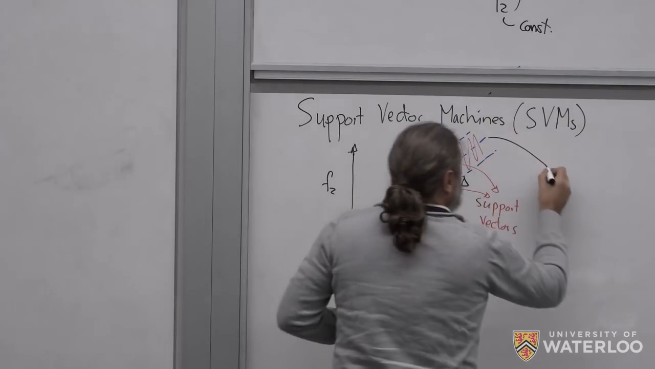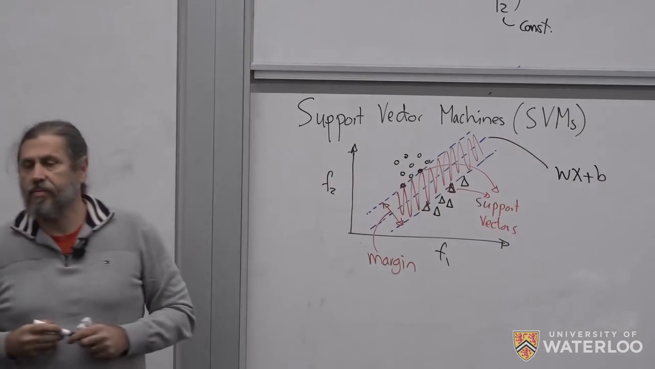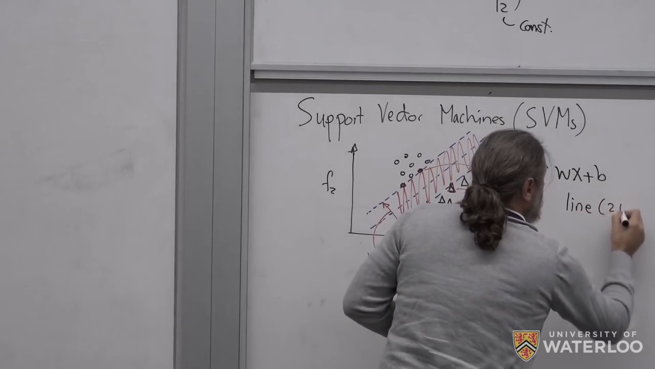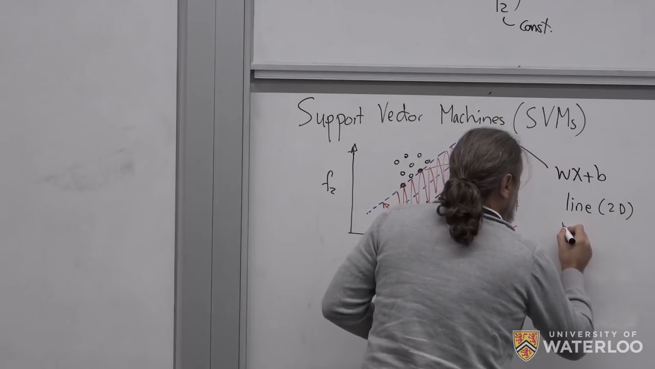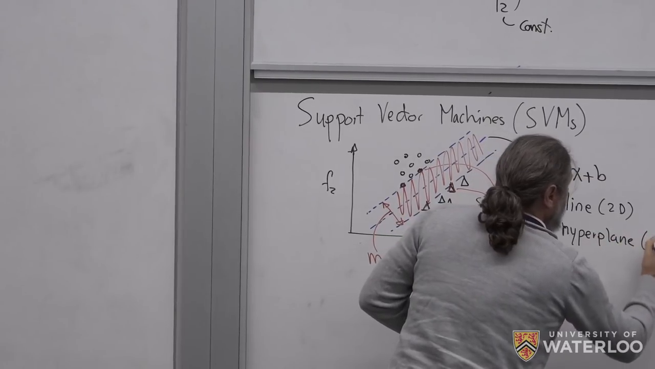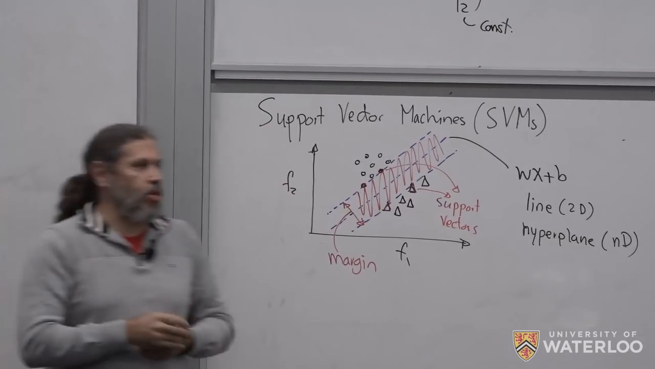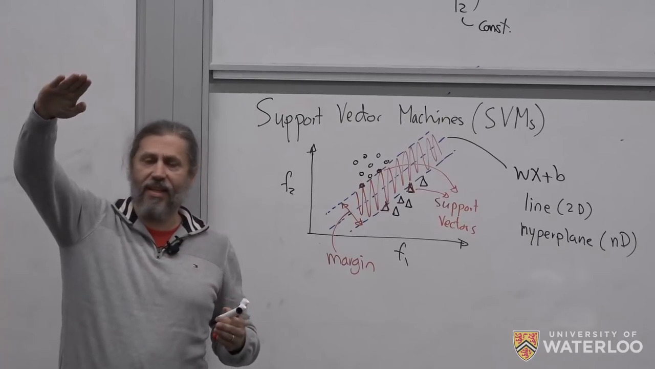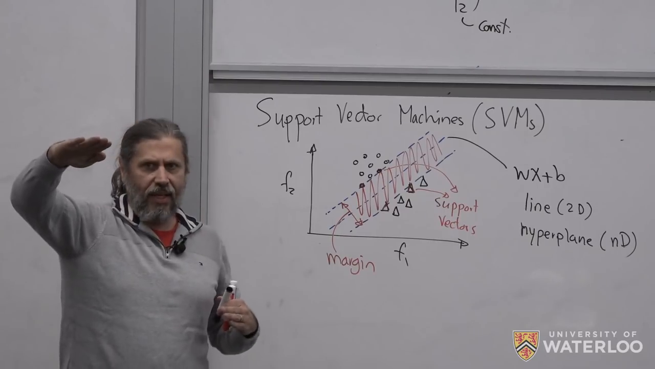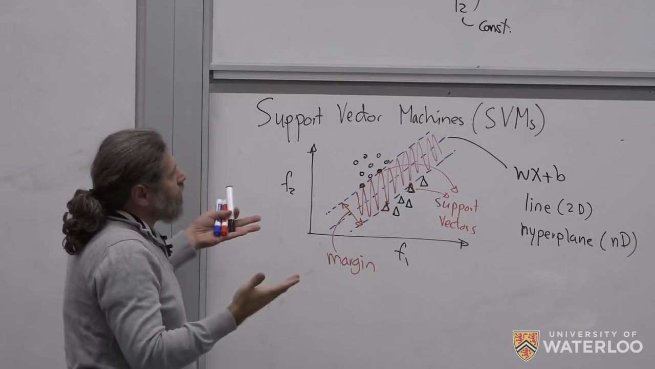So this line generally for us is, again, Wx plus b. This is the line in 2D, and is of course a hyperplane in ND. So if I go to dimension 100, I still have a plane. It will not be a surface or curvature. It will be a plane. And things get really complicated there. Okay, so we want to do that.